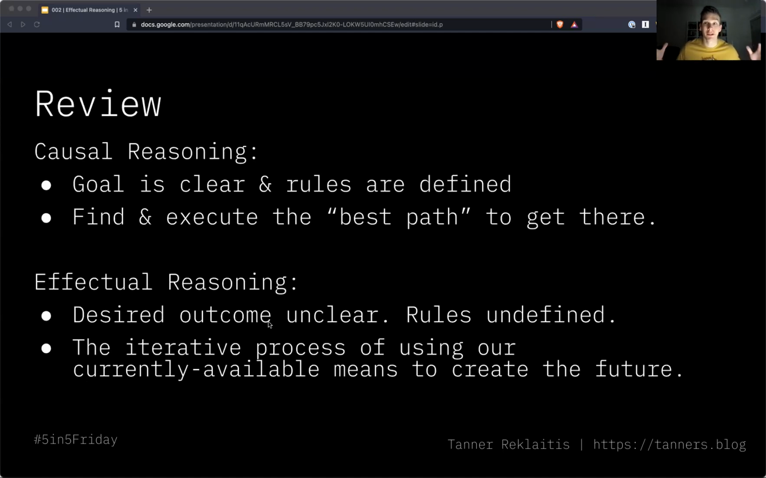So in review, I know it's a super short overview. Causal reasoning is what you do when the goal is clear and the rules are defined. You're going to find and execute the single best path to get there. Effectual reasoning, it's when the desired outcome isn't clear and the rules are undefined, right? And overall, it's the iterative process of using our currently available means or assets to create the future.